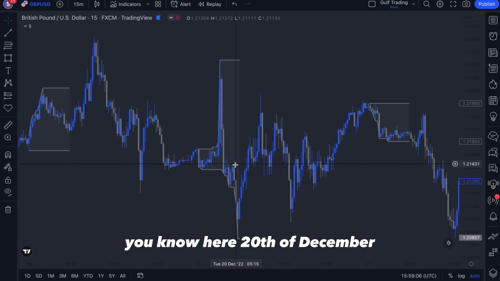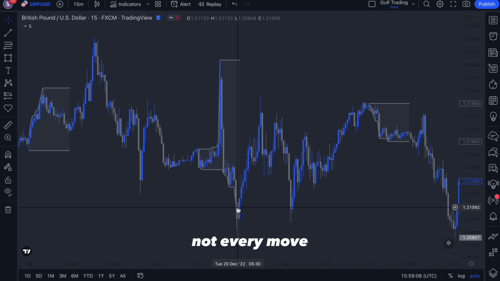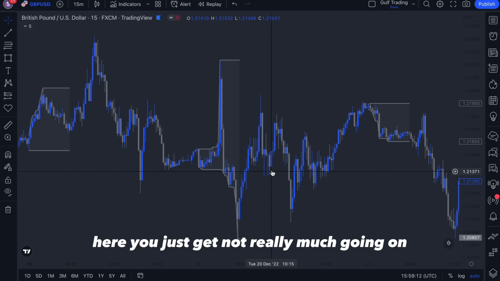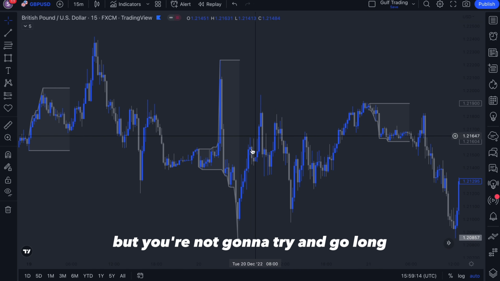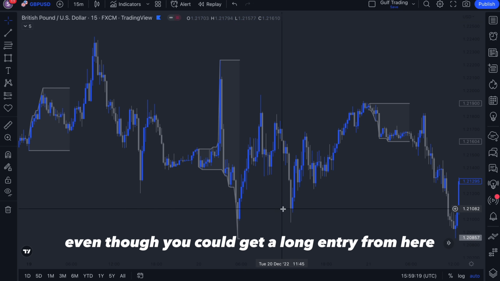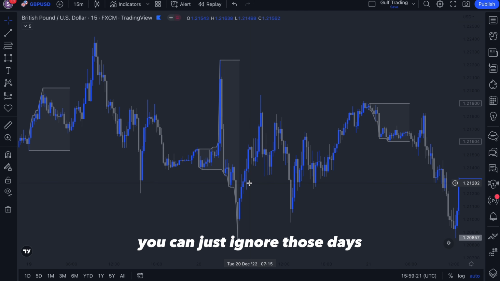As I said, here, 20th December, not every move, not every day is going to be in line with the daily bias. Here you just get not really much going on, but you're not going to try and go long, even though you could get a long entry from here. You can just ignore those days where it's not aligned with your daily bias.